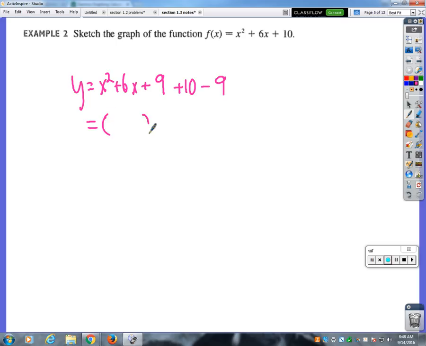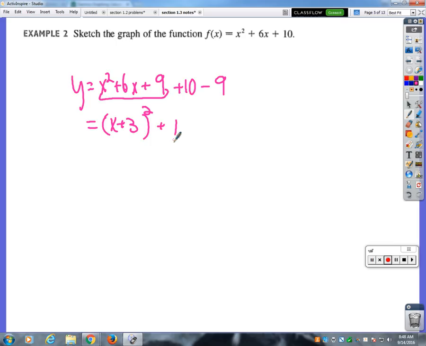And the reason why I did that is because this factors into x plus 3 and x plus 3, both plus. So that's x plus 3 squared. And that's for this piece right here. And then 10 minus 9 is 1.